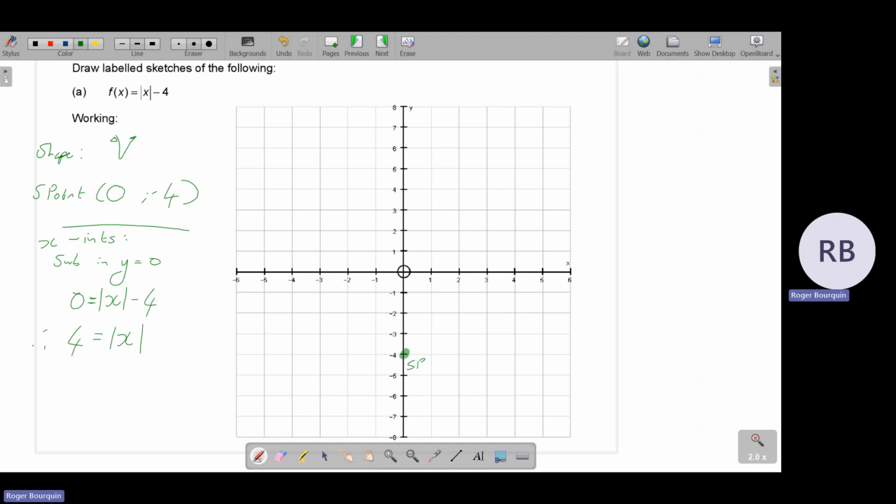So what could x be? x could be 4, x could be -4. If you had a question which asked for the coordinates of the x-intercepts, what would you write? It would be 4, 0 and -4, 0. So go label those, 4 and -4. And I've got my y-intercept. At this stage, the y-intercept is the same thing as the salient point.